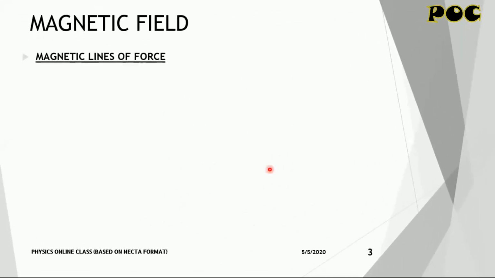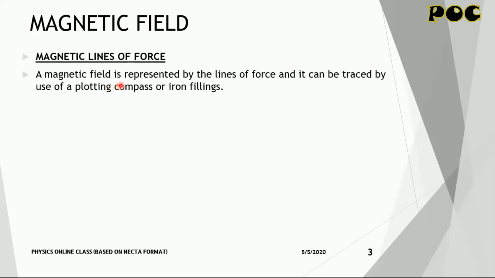Now, magnetic fields are represented by lines of force. Therefore, when you want to indicate that this area or this conductor has a magnetic field, we are going to draw the magnetic lines of force. These are imaginary lines drawn to represent the presence of the field. And the shape or the structure of the lines can be traced by using a plotting compass or iron filings.